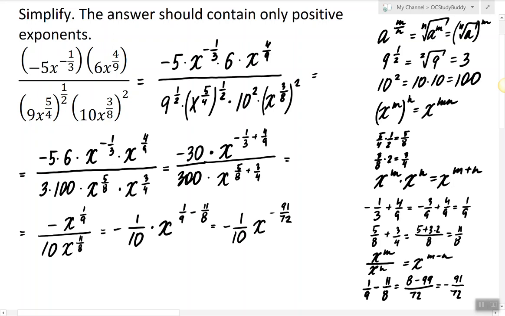However, we're not allowed to have negative powers, so the last thing we have to do is interpret the negative power and rewrite the expression using this rule. x to the negative power is just the reciprocal of x to the corresponding positive power. So the final answer is we're going to have negative 1 over 10 times x to the power 91 over 72. So that's the final answer.